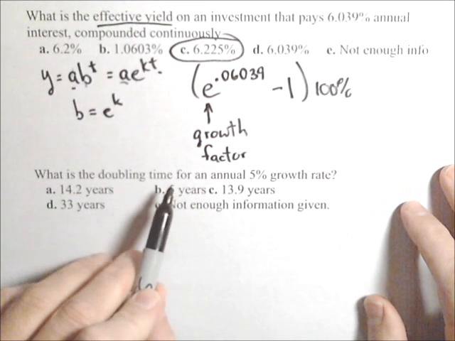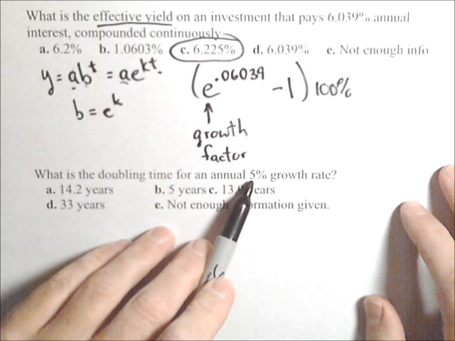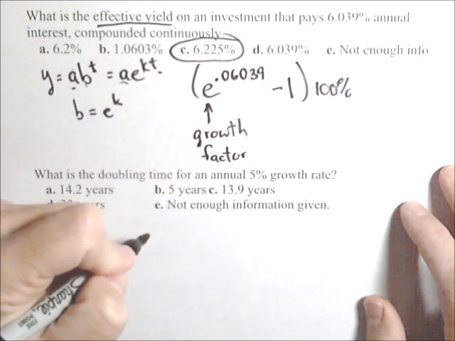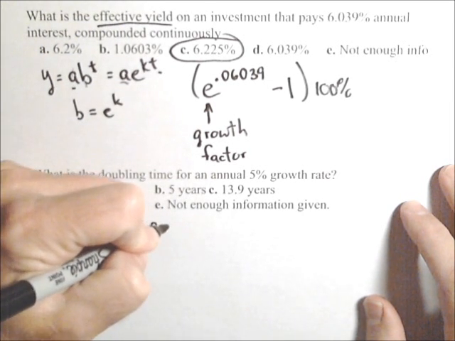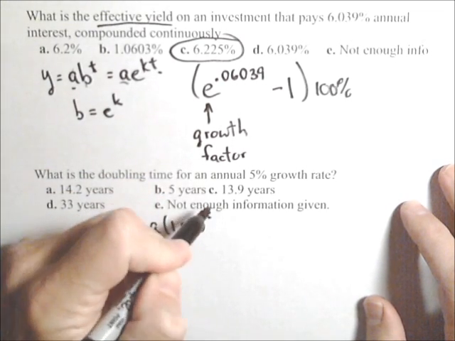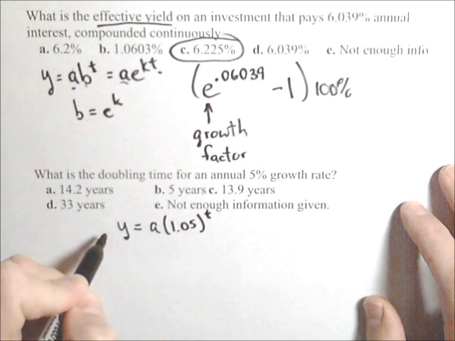Now, what is the doubling time if we have an annual growth rate of 5%? So now it already is an annual growth rate. So the growth factor is 1.05. So our basic formula is going to be y equals a times 1.05 to the t. And what we want to know is when will this double?